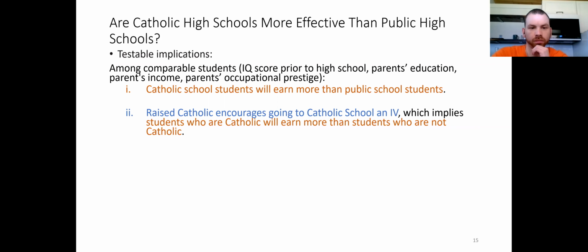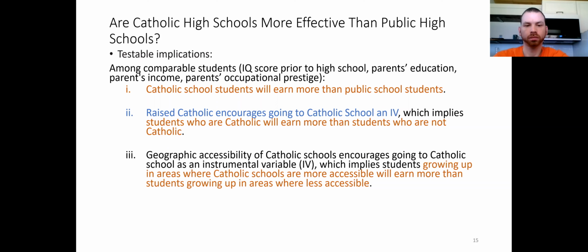Number two, because being raised Catholic encourages going to Catholic school, if you consider raised Catholic as an IV, students who are raised Catholic will earn more than students who are not raised Catholic. Number three, if you're from a region which has a Catholic school, so if you have geographic accessibility of Catholic school, that also encourages the individual to go to Catholic school. So that works as an instrument, which implies that growing up in areas where Catholic schools are more accessible will earn more.